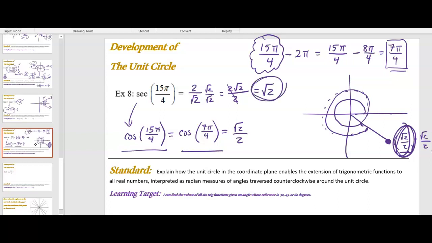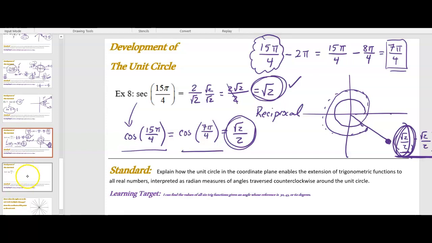So make a note. The reciprocal, and this is kind of crazy, numerically it just seems weird. The reciprocal of root 2 over 2 is root 2. Those are reciprocals. So for all of the sine or cosine problems that are root 2 over 2, secant and cosecant are always going to be root 2. Okay, it's kind of strange.